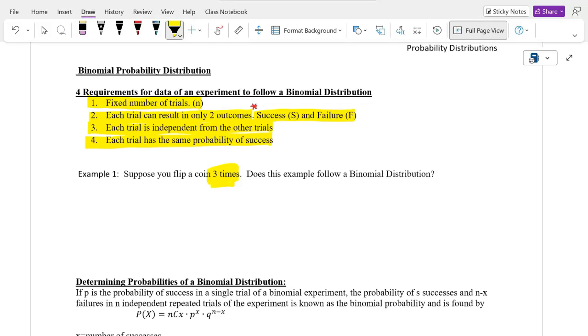Now, it doesn't have to be 50-50. This one just happens to be that. Each trial is independent. Yes, every coin toss is independent. What happened on the first coin toss does not affect what's going to happen on the second, or on the third, or on the fourth. And each trial has the same probability of success. So yes, this is a good example of a binomial distribution.